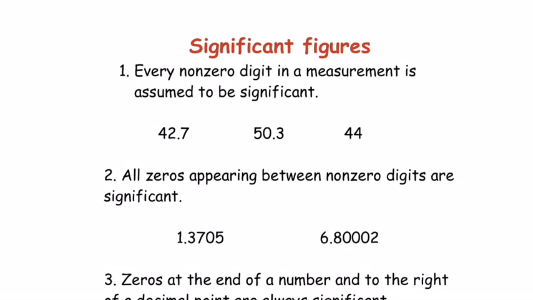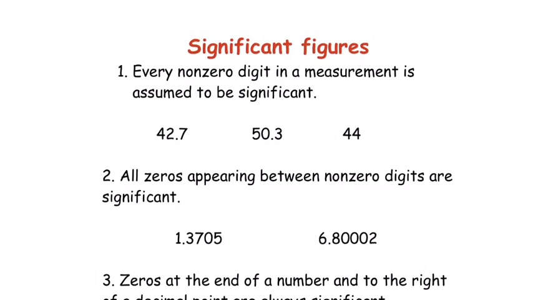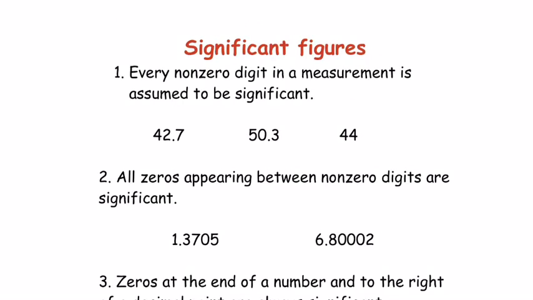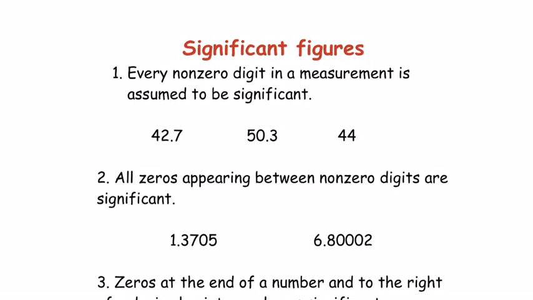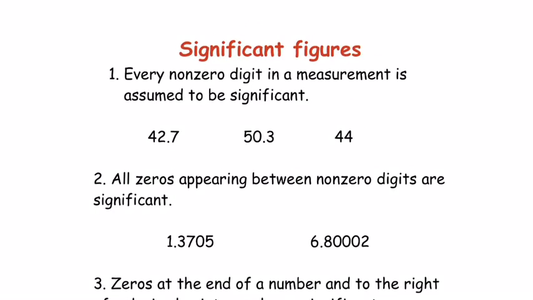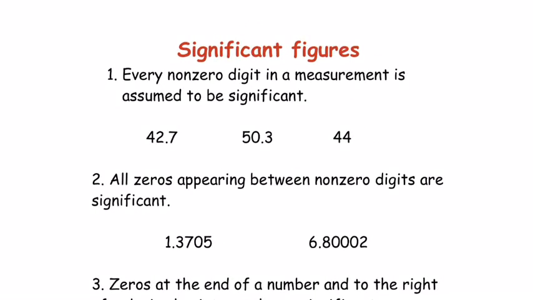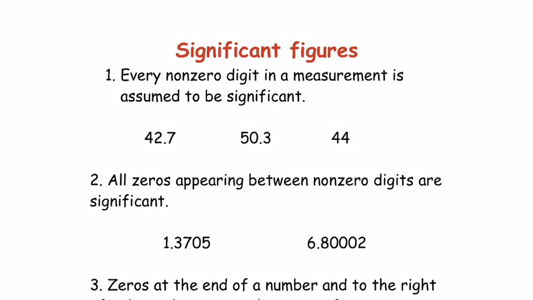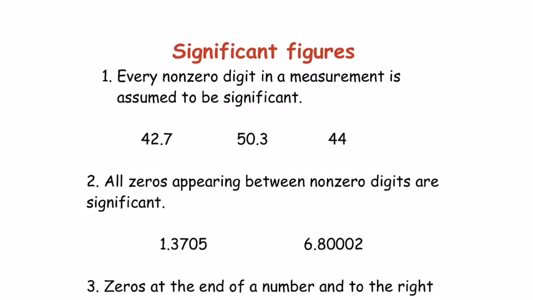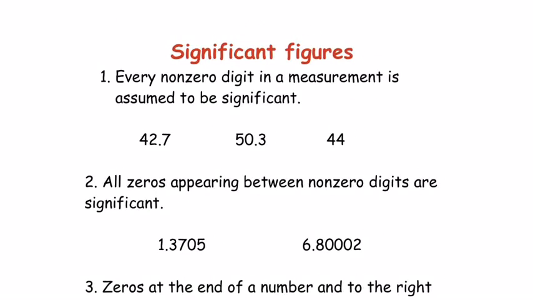The first rule is that every non-zero digit in a measurement is assumed to be significant. For example, in the numbers 42.7, 50.3, and 44, all of the non-zero digits, so that includes the 4, the 2, the 7, the 5, and the 3, are significant. The second rule states that all zeros appearing between non-zero digits are significant.